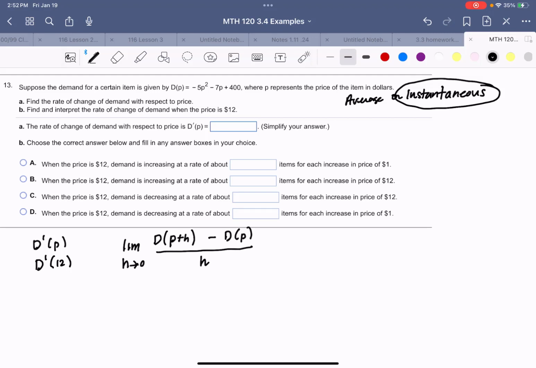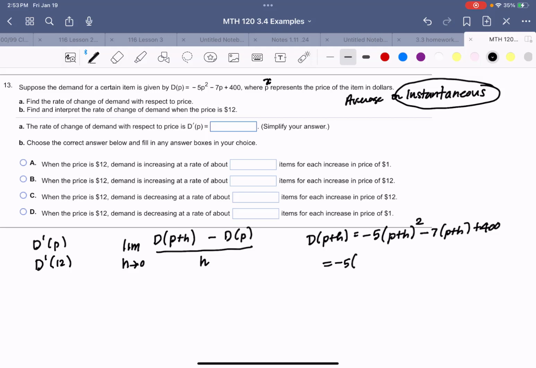So you can use P, you could use x plus h, it doesn't matter. Just remember that if you use x, you're saying x is the price. They just use a P for price. So I'm going to first find D of P plus h. So that's going to be minus 5 times P plus h squared, minus 7 times P plus h, plus 400.